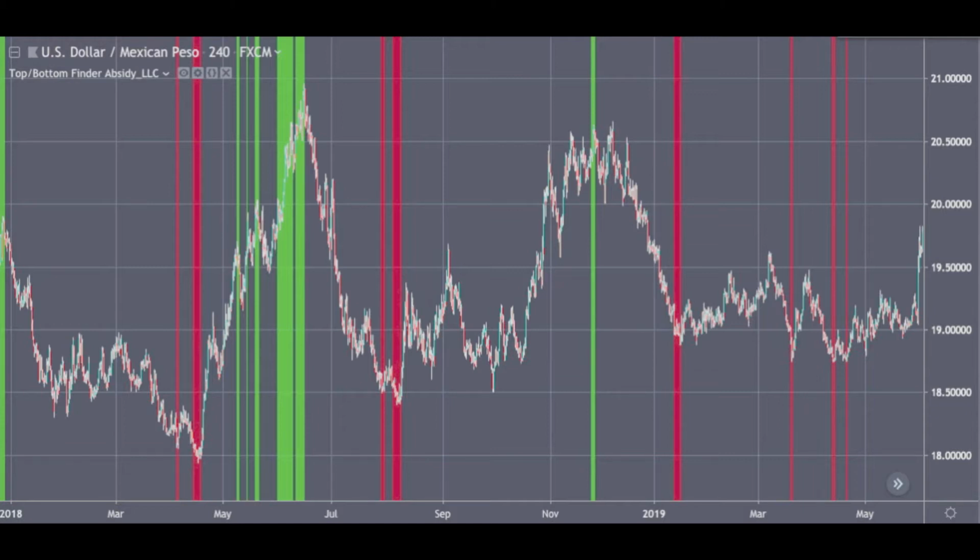In our next example, we're going to look at the 4-hour chart for the dollar versus the peso from the beginning of 2018 to the middle of 2019. You can see here again that the red areas indicate a potential market bottom forming, while the green areas highlight a potential market top forming. All of these signals are in real time. None of this repaints, and it is completely lag-free.